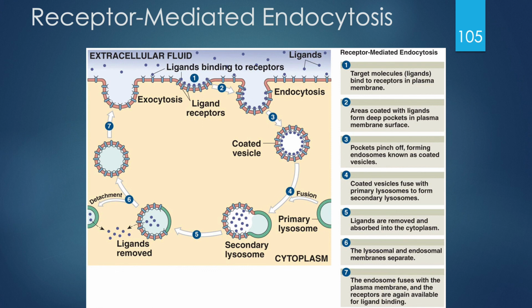the cell. That coated vesicle will then fuse with a primary lysosome and become a secondary lysosome, and that secondary lysosome is going to be responsible for removing those ligands and then sending any byproduct back out through a process of exocytosis to be removed from the cell.